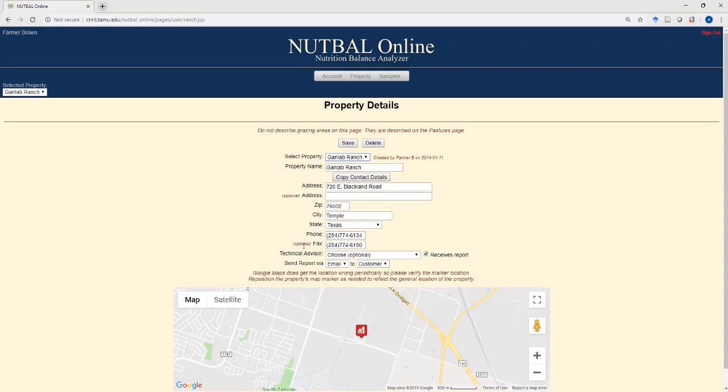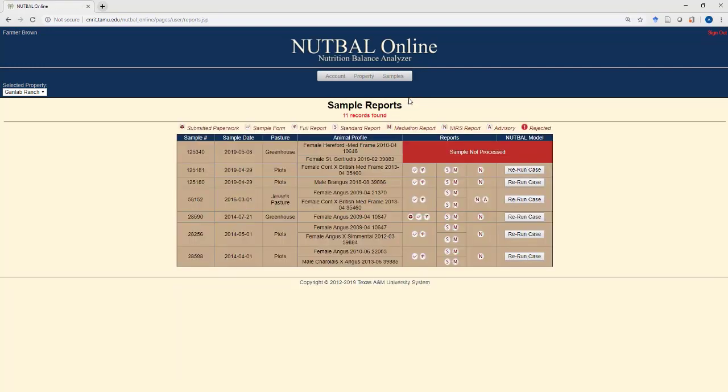After you've received your NUTBAL report, and let's say you either delete the email or lose the sheet of paper, you can go at any time into your NUTBAL account and access that report. So you would go under your Samples tab and go to this Reports drop down, and you will see all the reports in this property's history.